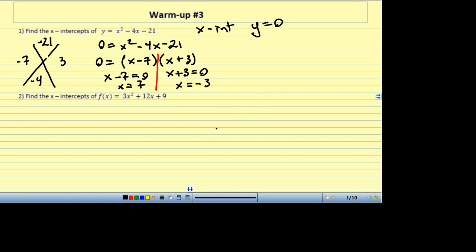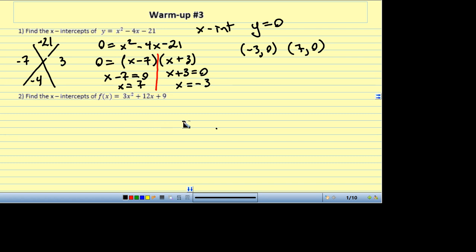Now that I have that, I know that my zeros, or shall I say my roots, or my x-intercepts, whatever you like, are going to be the point negative 3, comma 0, and the point 7, comma 0. I've cleansed the demon.